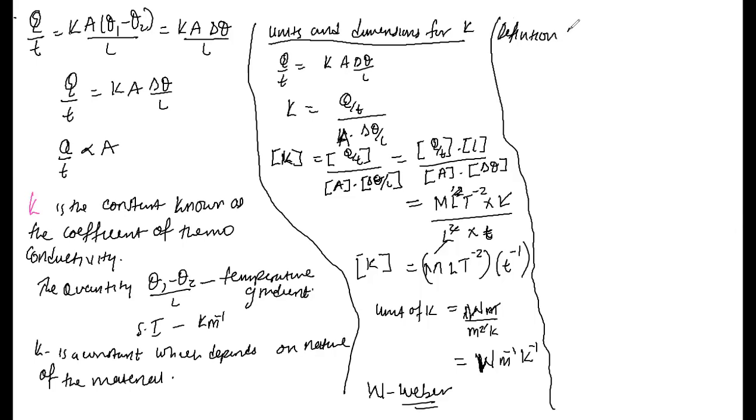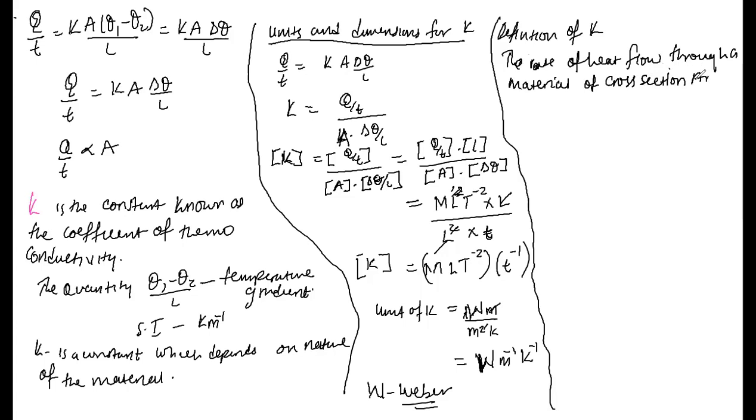Definition of K. It can be defined as the rate of heat flow through a material of cross-section area of 1 meter squared and temperature gradient of 1 Kelvin per meter.